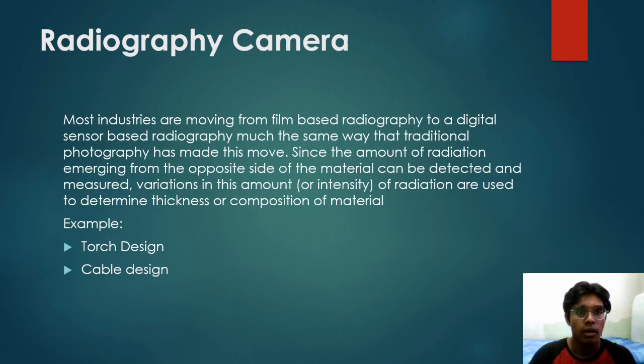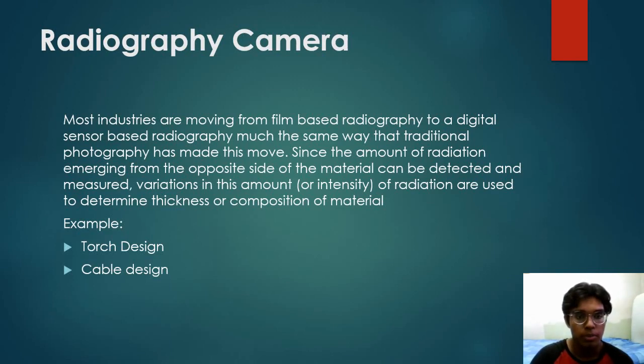So for the next one is a radiography camera. Most industries are moving from film-based radiography to digital sensor radiography, which is the same way that traditional photography has made this move. Since the amount of radiation emerging from the opposite side of the material can be detected and measured, variations in this amount or intensity of radiation are used to determine the thickness or composition of materials.